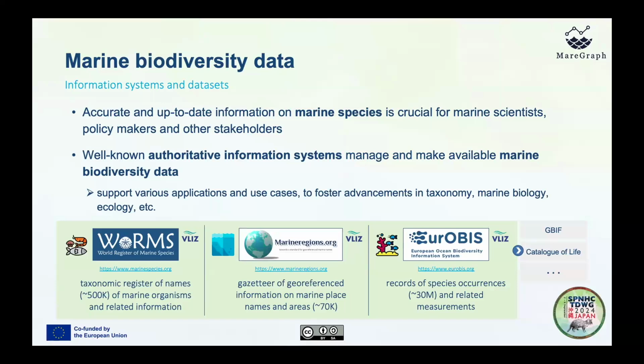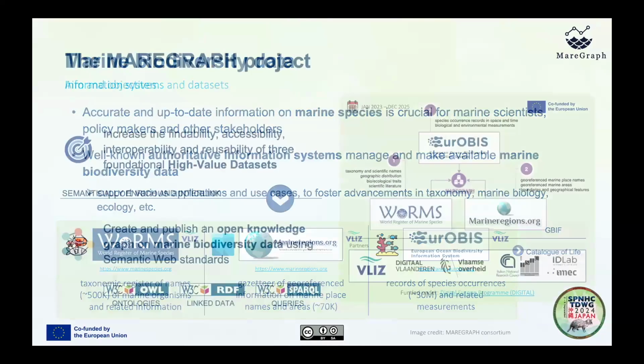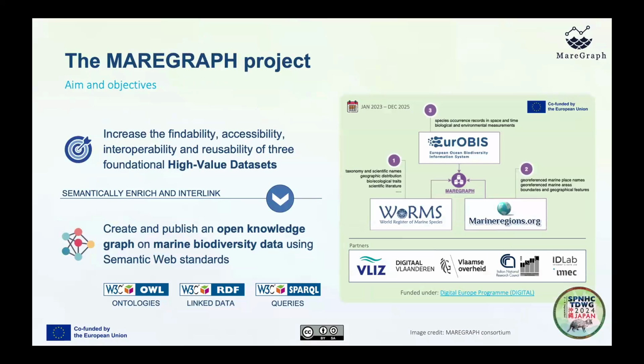For example, they provide data to other well-known biodiversity information systems such as the Catalogue of Life and the Global Biodiversity Information Facility. This is good, but we can do better and we can do more to make these three foundational high-value datasets more findable, accessible, interoperable and reusable.